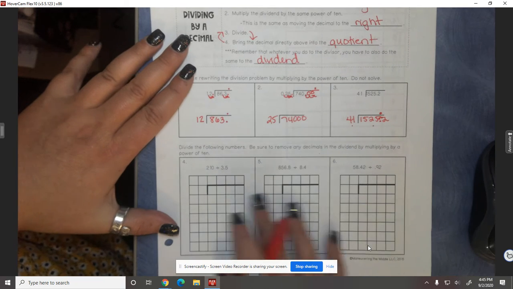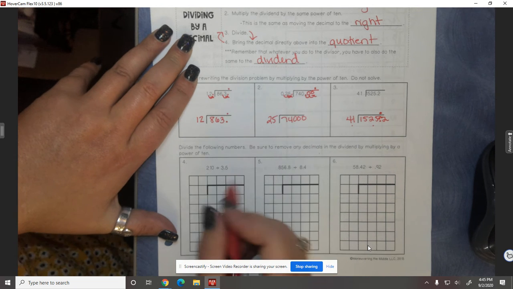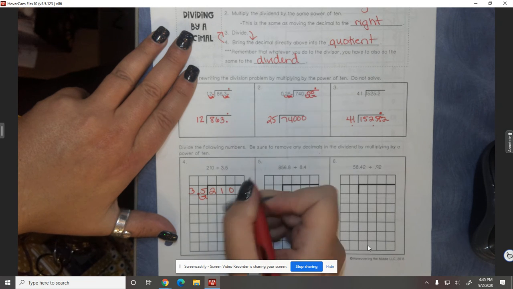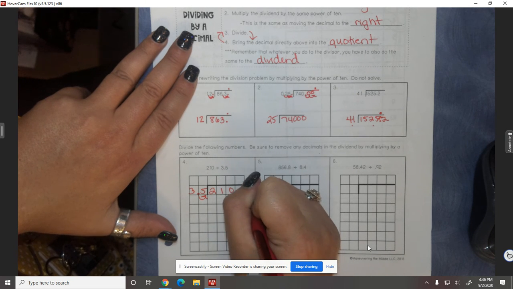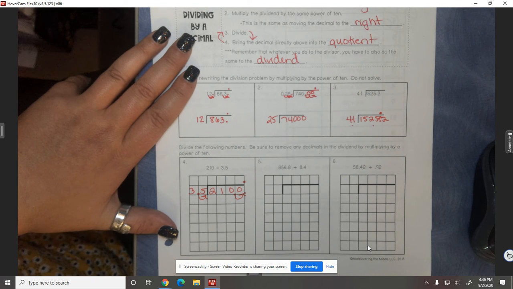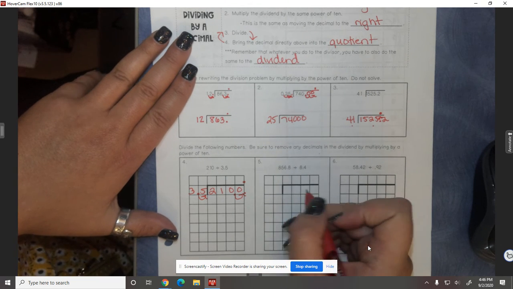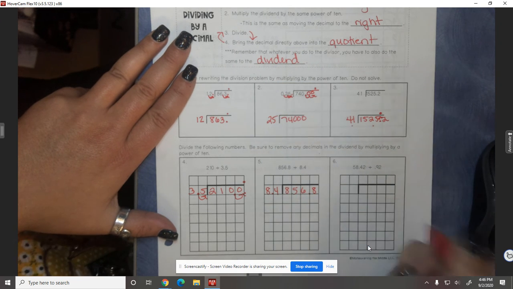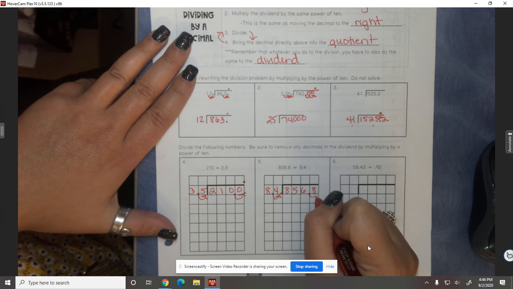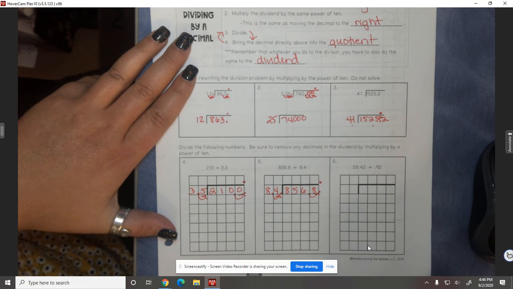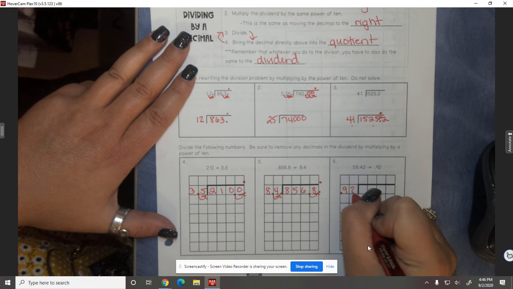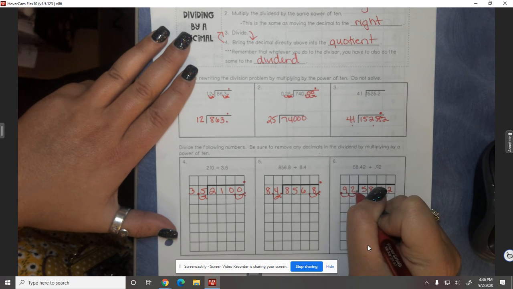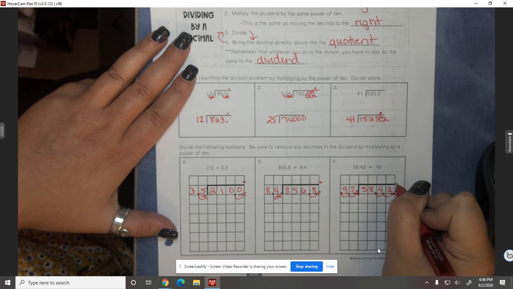So down here is where we would end up solving those problems. We would fill it in. We would move our decimals over, bring it up, fill in the gaps, and we would solve for it. Same thing here. Move it over 1 place, move it over 1 place, bring it up. And once again, same thing here. We move it 1, 2 places, 1, 2 places, and bring it up.